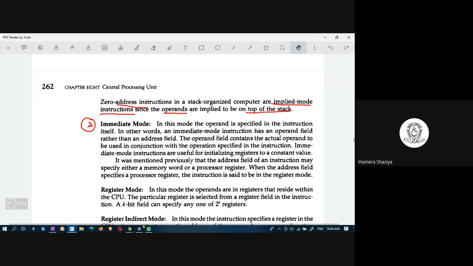Second one is immediate mode. In this mode, the operand is specified in the instruction itself. In other words, immediate mode has an operand field rather than the address field. Can anyone give me an example of immediate mode? Yes, students, can anyone tell me? This is our instruction. In immediate mode, what all elements are there in this instruction? Yes, students. What did you understand about immediate mode? In immediate mode, we have the operand value in the instruction, not the address.